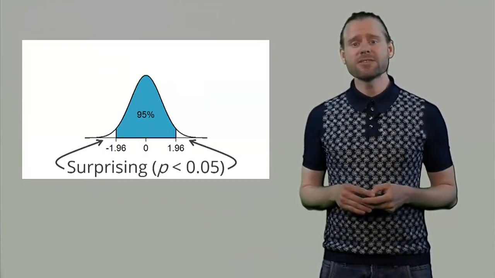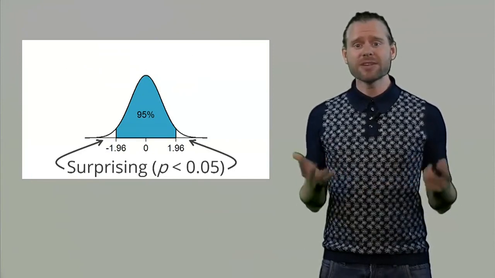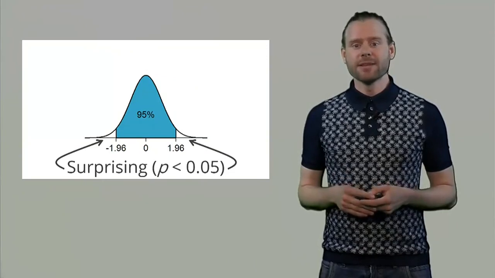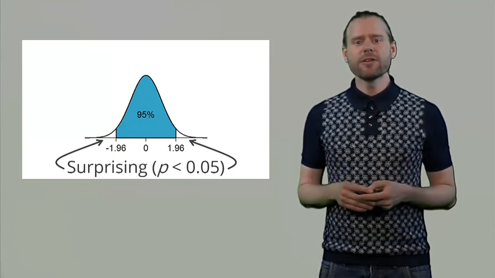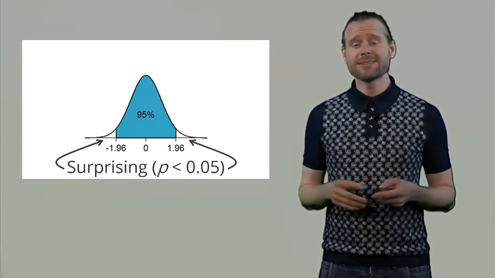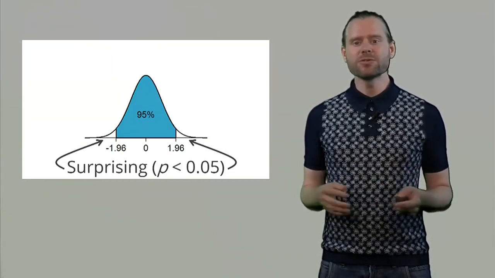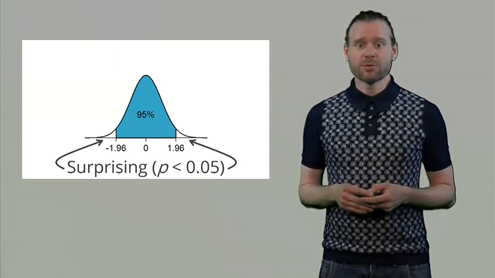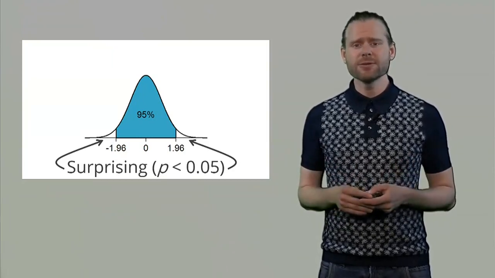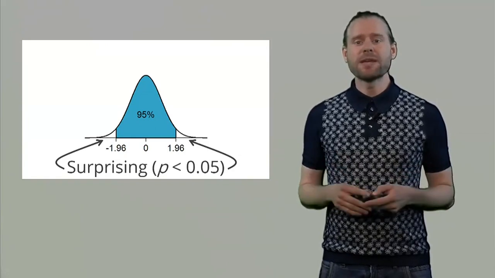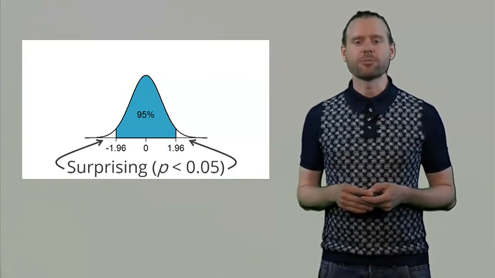But sometimes we might see a data point that's more extreme than this. And this is a surprising finding. This is surprising data whenever the mean difference, or the test statistic that's computed from this mean difference, is in one of the two tails of this distribution. So whenever we find data that falls in these tails, it's surprising, and we might want to examine it further. It also means that the p-value is smaller than 0.05.